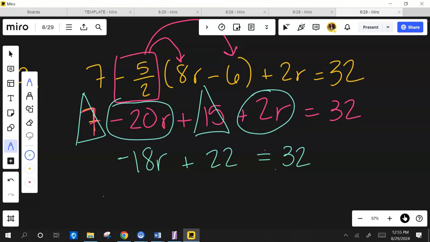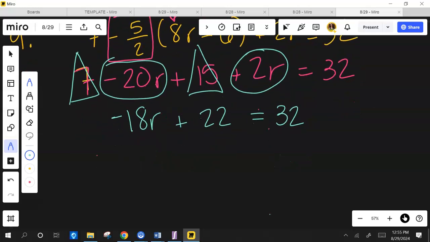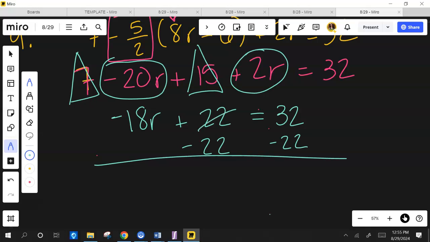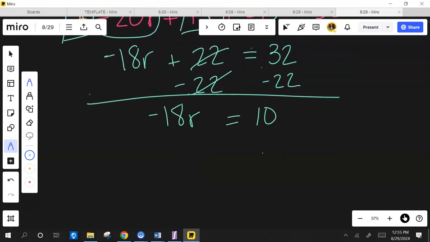Now what do I do? Minus 22. When I minus 22 from both sides, what becomes the left? This crosses, right? That's gone. So Dominique, what's left there? Look at the left side. What's left? Negative 18r equals, what's 32 minus 22? 10. 10, right? Almost. What do I have left to do? Divide. Divide by negative 18.